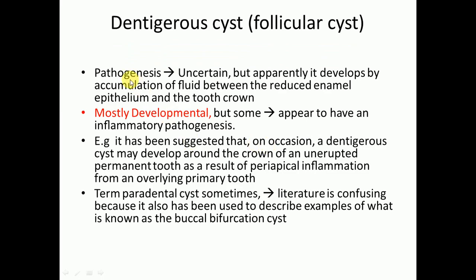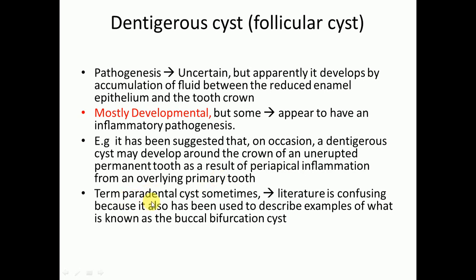If we talk about pathogenesis, then it is uncertain, but apparently it develops by accumulation of fluid between the reduced enamel epithelium and the tooth crown. Mostly it is developmental, but in some cases it may be inflammatory. For example, it has been suggested that on occasion a dentigerous cyst may develop around the crown of an unerupted permanent tooth as a result of periapical inflammation from an overlying primary tooth.